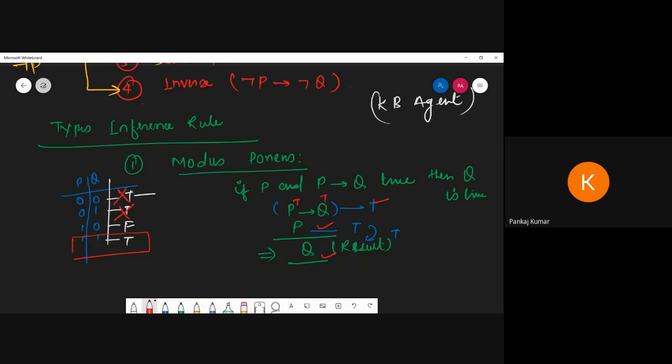Okay, so that is why we call the inference rule modus ponens. If P and P implies Q are true, then we can say that Q is true. Suppose P is false, and P implies Q is true, then we cannot say Q is true; it is false.